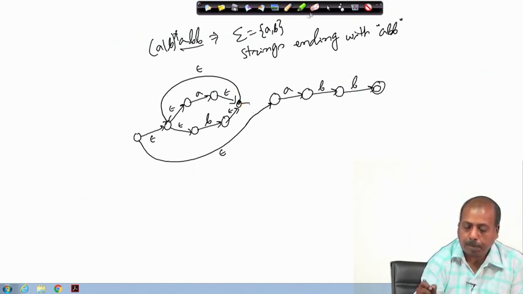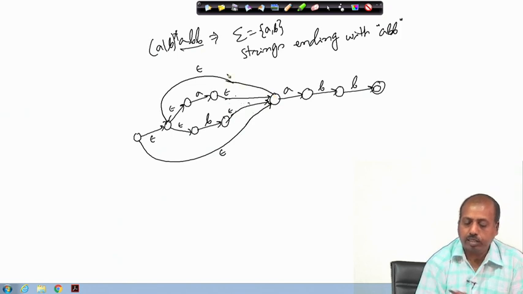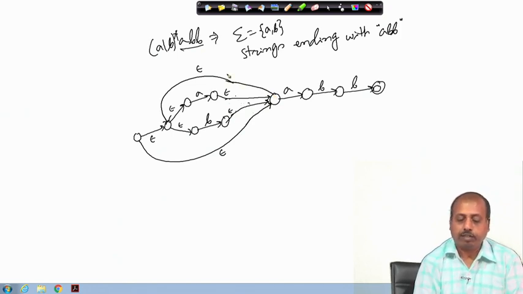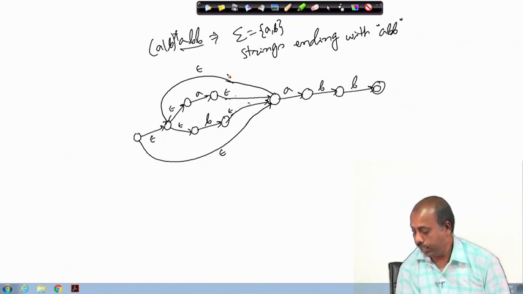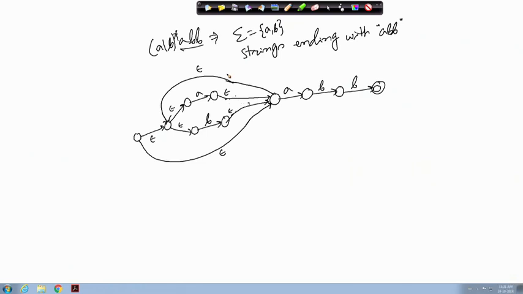So, all these epsilon transitions can be modified so that they point to this state, and from here on epsilon it can go back there. So, this will also realize this regular expression A or B star A B B. So, you can always convert this regular expression into an NFA, and then into a DFA.